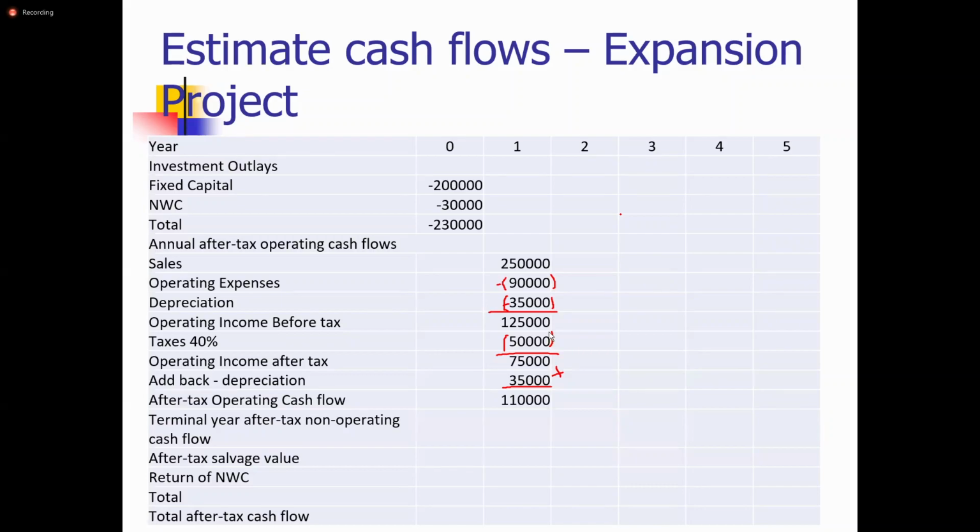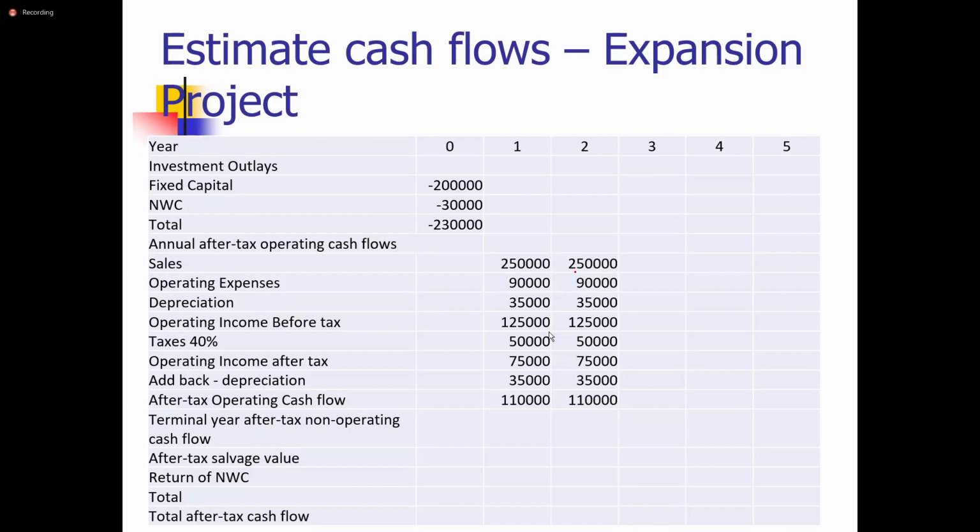Anyway, in the exam, I will give the question very clearly. Operating expenses as without depreciation. Consider this as without depreciation, right? So then you will get for year one after tax operating cash flow. It is 110,000. So same way you can work out annual operating cash flows for year two.